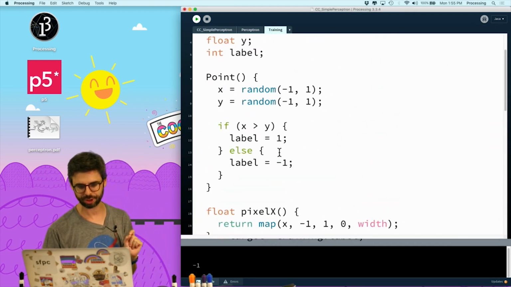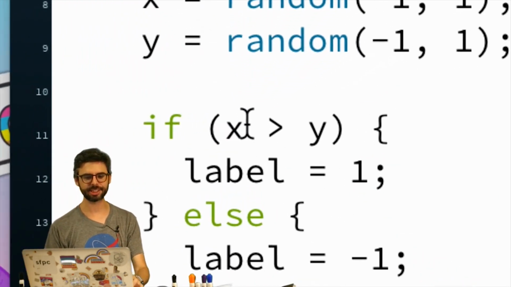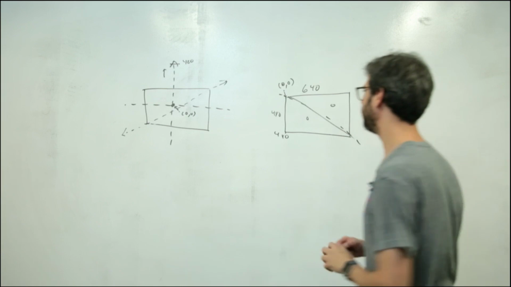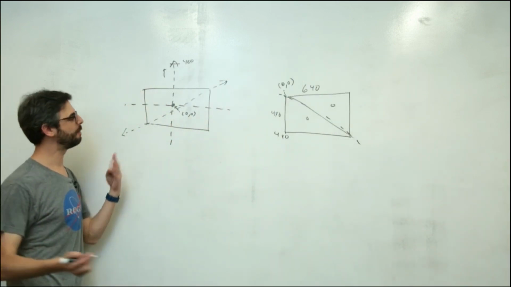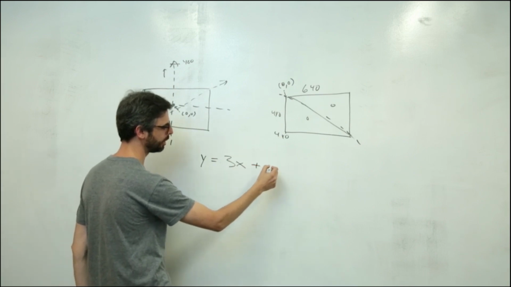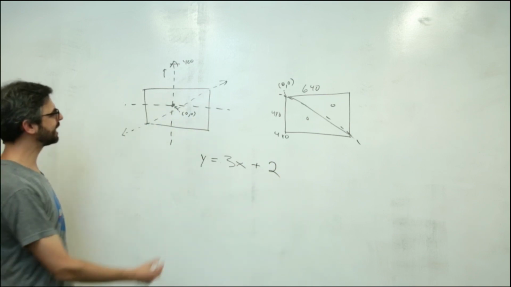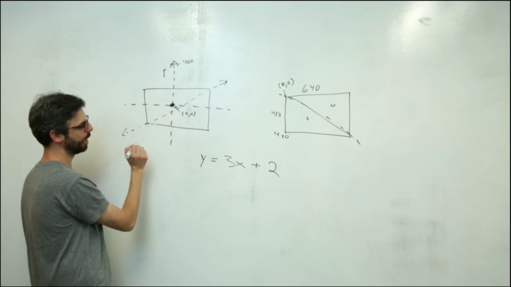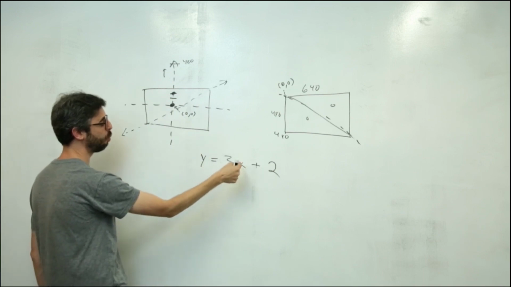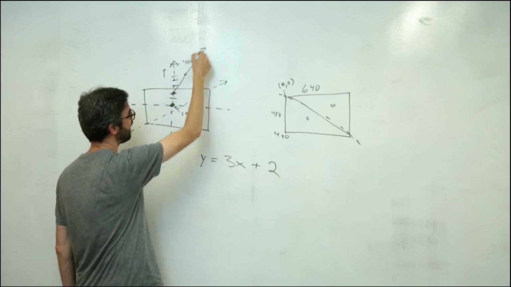What I want to change here is this. If x is greater than y, I want to be able to have any particular function. So I could say y equals 3x plus 2, right? That would mean if x is 0, then y is going to be at 2. If x is 1, y is going to be at 5. So you can see this is that particular line.